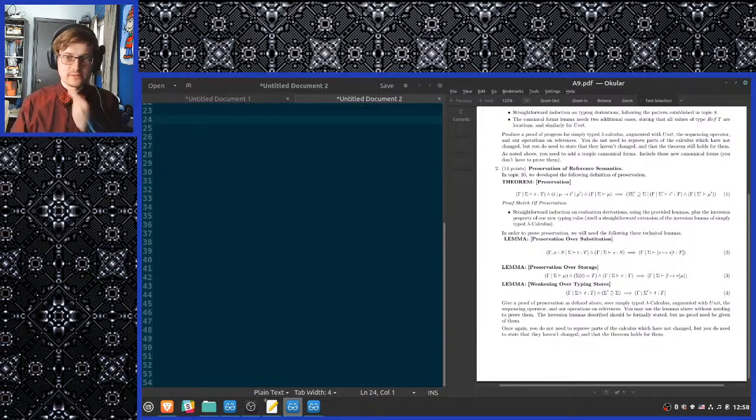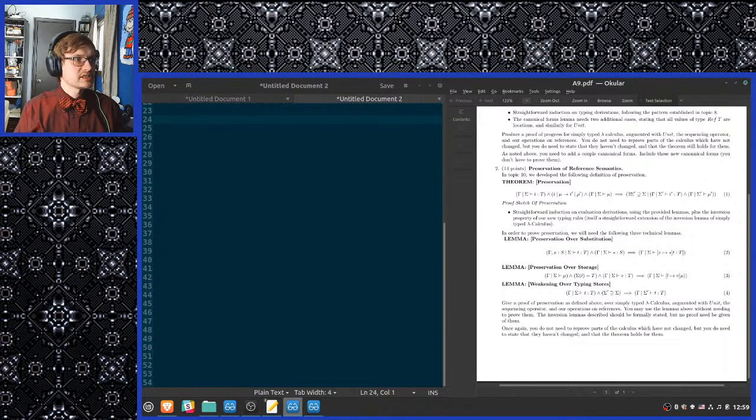Preservation of reference semantics then. Just to remind ourselves what the preservation property is, in general terms: preservation is, if it's well typed and it's evaluated, what you get out of the evaluation is still well typed. Right?